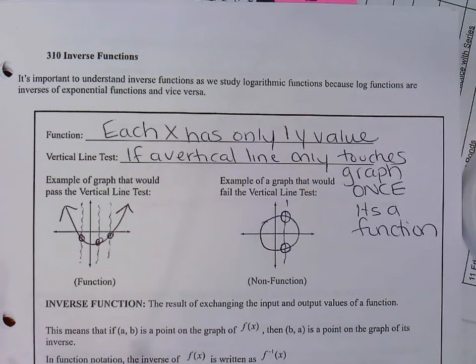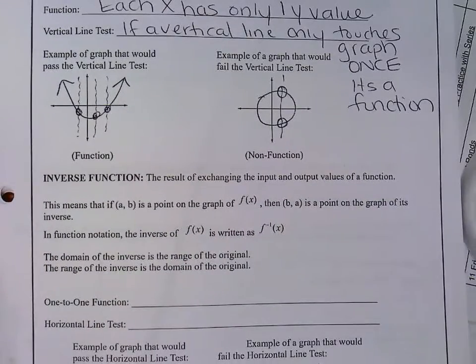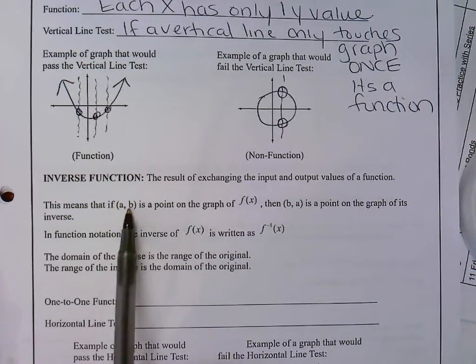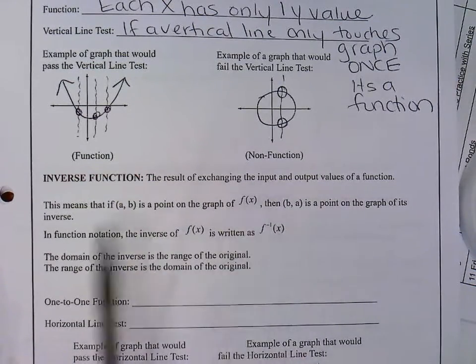So an inverse function is found by just exchanging input and output values. X and Y, right? A comma B becomes B comma A. That's all you have to know. Switch X and Y. That's all an inverse is.